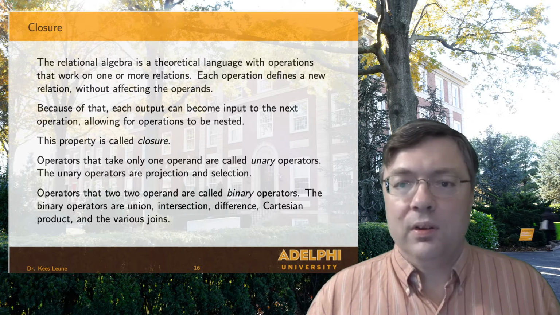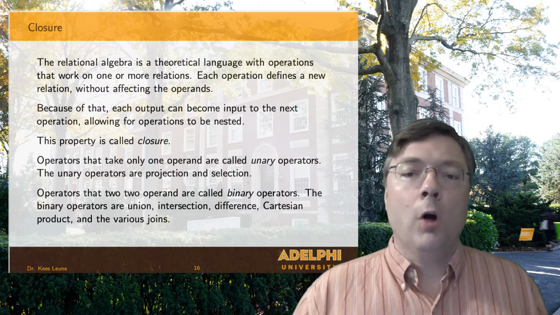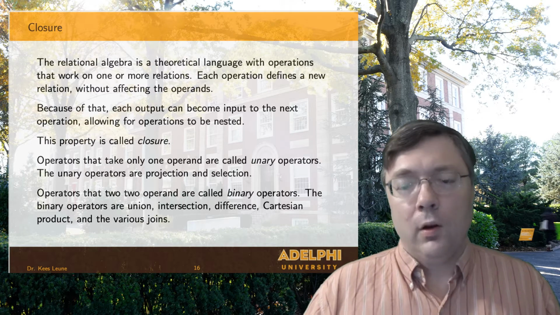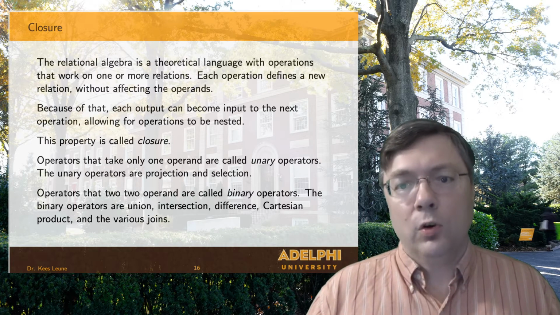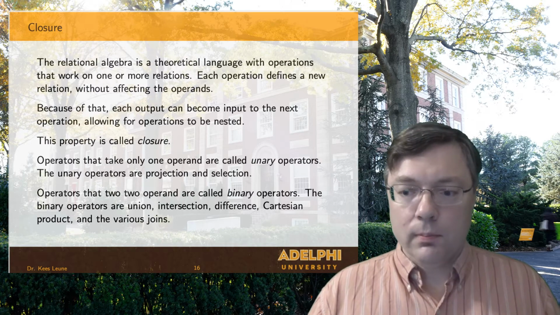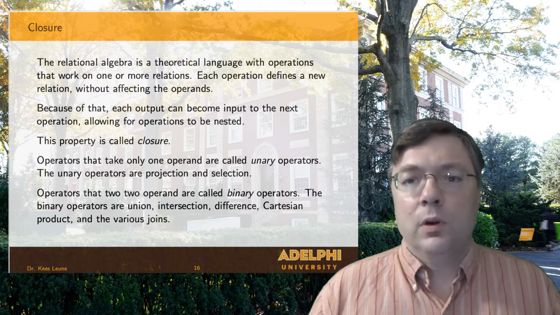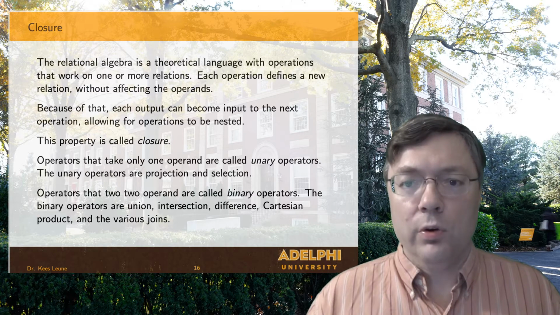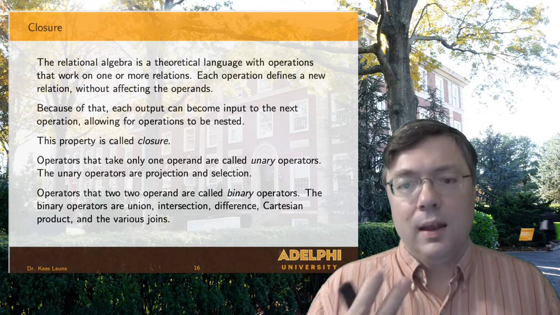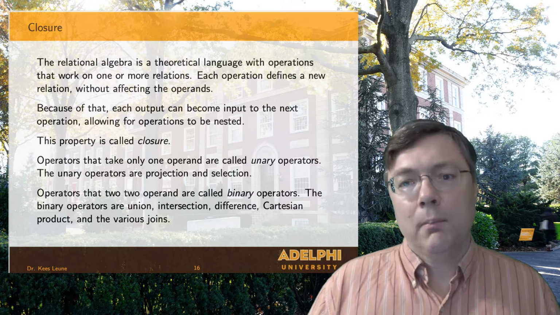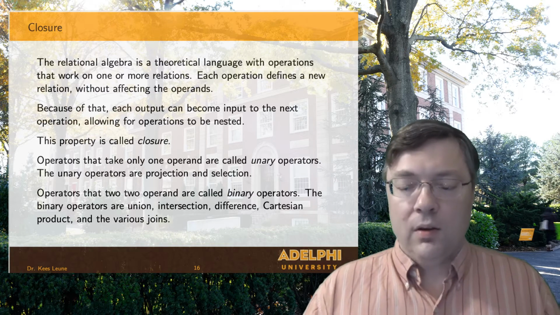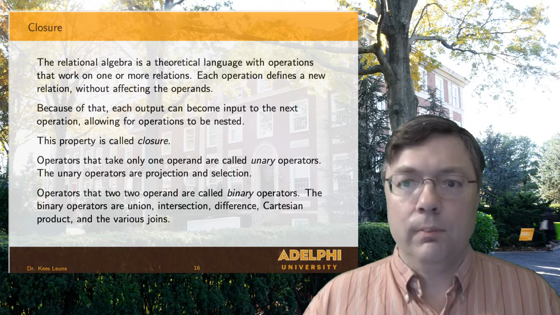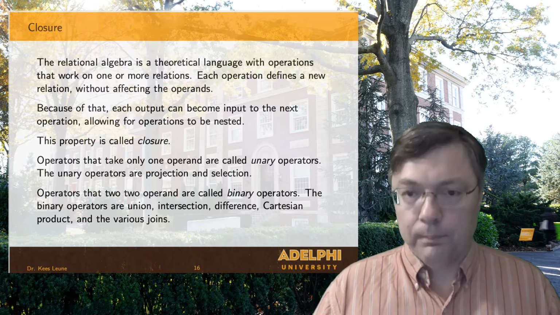A couple of things that are basic terminology. If I have an operator, a thing that makes changes to data, that only takes one argument, that's called a unary operation. In this case we use projection and selection, which we'll talk about in a second, as the unary operators. If I take in two arguments, that's called a binary operation. In this case it's union, intersection, difference, Cartesian product, and some of the other ones. Those are the ones that we'll talk about.